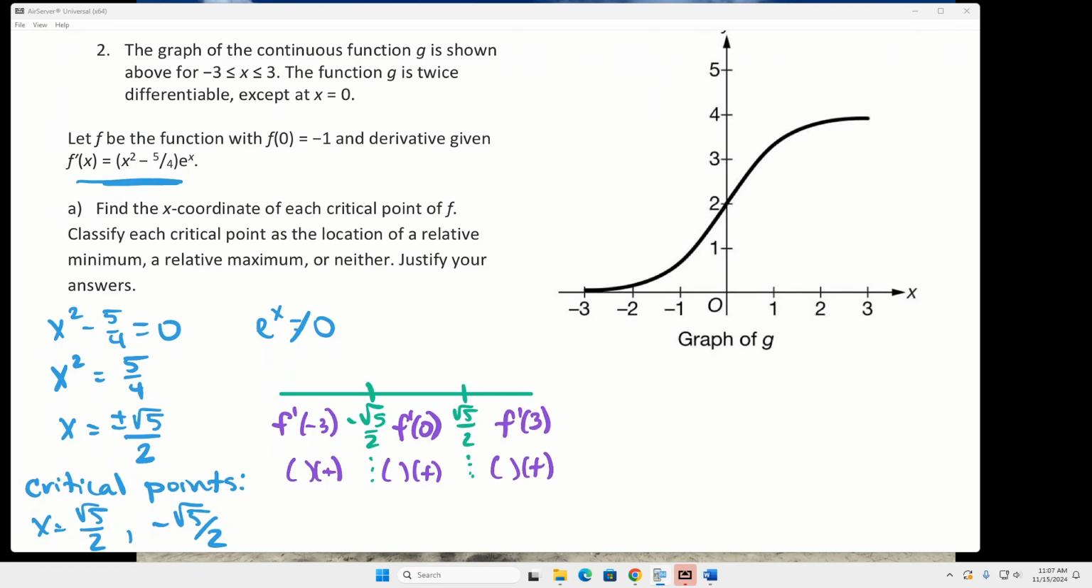This is plugged into the original. This is plugged into the first derivative here, yeah. All right, so if I square negative 3 and subtract 5/4 from it, what do you think, positive or negative? Positive. What about squaring 0 and subtracting 5/4 from it? Negative. And then 3 and negative 3 is going to be the same.